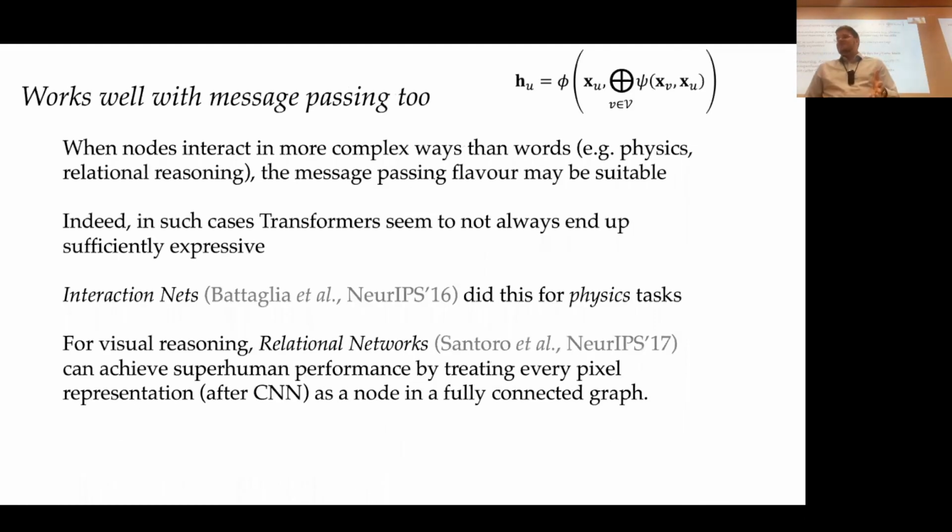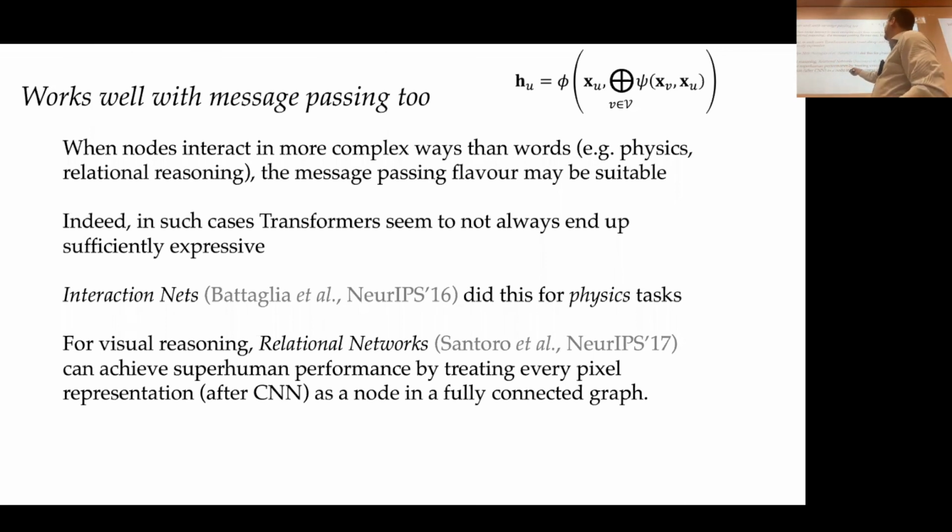And I'll just note that for some problems, attention is not enough to model the interactions. And in those cases, you might want to use the message passing flavor, and it seems to work quite well also. So this is the equation of a message passing GNN with all the nodes used as neighborhoods. And in these cases where you need to do things like physics interactions or relational reasoning, you need to compute forces and these kinds of things along the edges of your graph. So message passing may be more expressive than transformers.